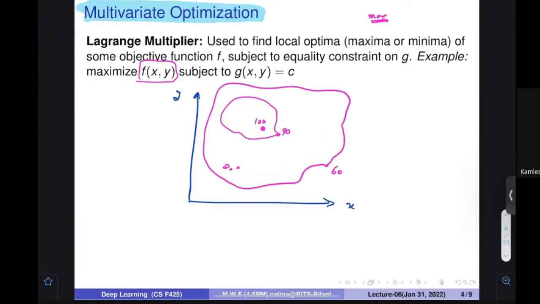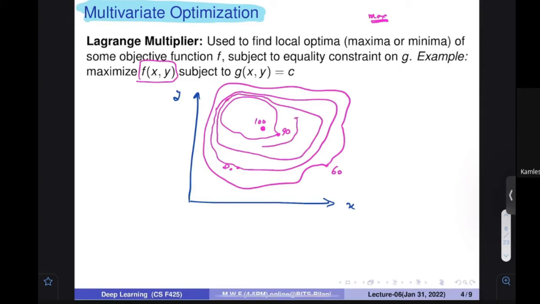It would not touch here. So it could be something like that. So similarly, with respect to 70 also, I can find some contour here. With respect to other values also, I can create multiple contours.